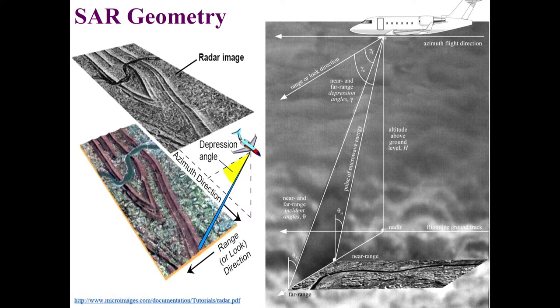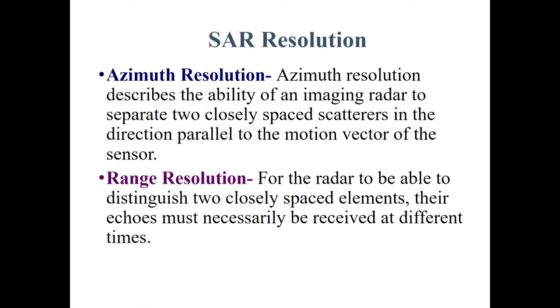Now again this is representing the SAR geometry, in which we are going to see the slant range geometry of the SAR data set, and here we can see the sensitivity towards the structure and the electrical property of the object.